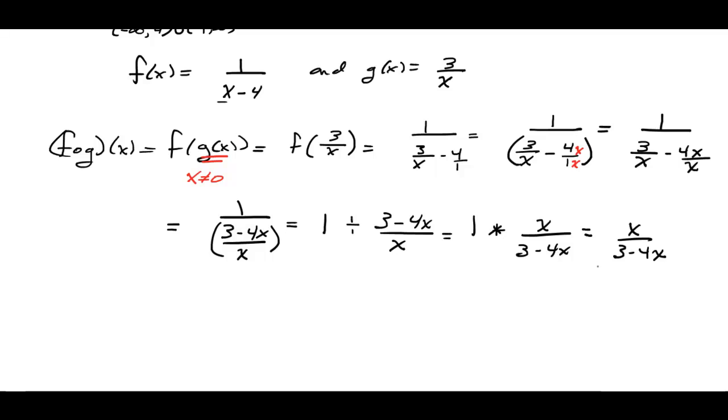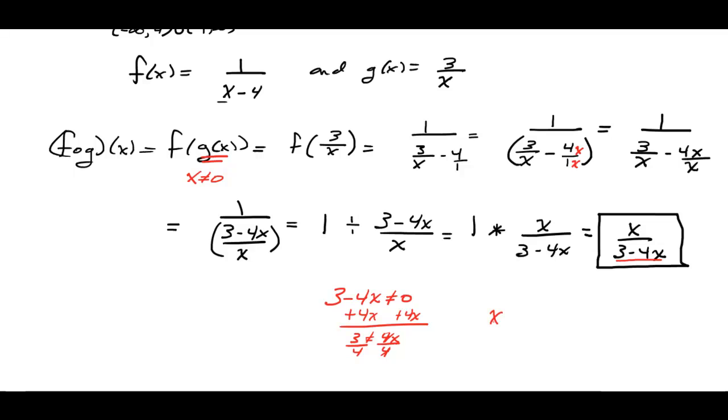So this right here is my final composed function, but I still have to find the domain. I have to look at the domain of this function, and it is also rational, so we have to set 3 minus 4x not equal to 0. I'm going to add 4x on both sides, and I get 3 cannot equal 4x. Divide both sides by 4, and we get x cannot equal 3/4.